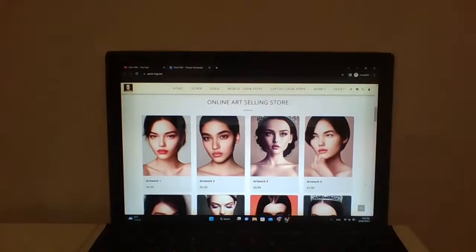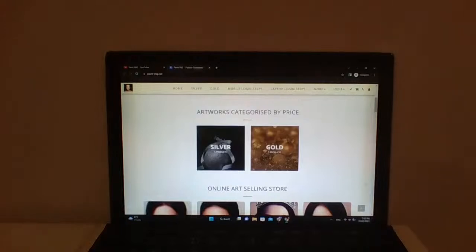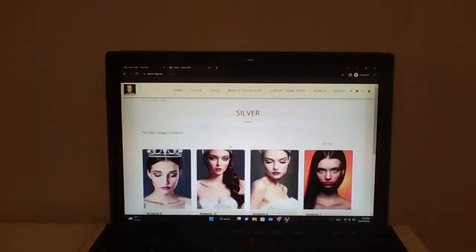In our app, there is an online art selling store. It is where we display our customers' artworks. Our customers are able to sell their artworks in our online art selling store. The artworks are categorized by price. There's the gold category and the silver category. These are the artworks that are part of our silver category.